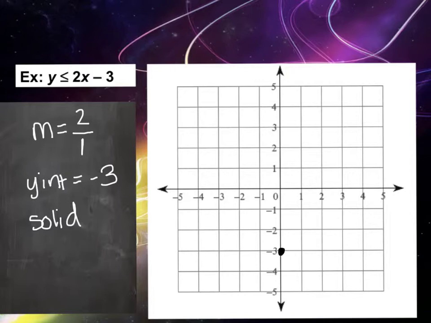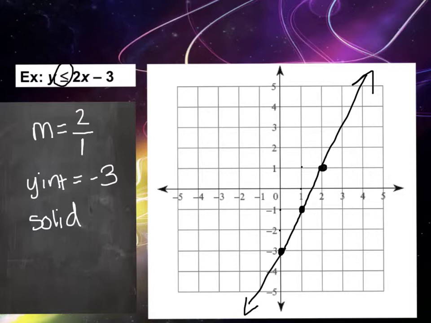And I'm going to go up 2, 1, 2, and over 1. And I can also go up 2 and over 1 again to get a third point. And I'm going to use a solid line to connect the points. Now that's what we learned in chapter 5. That's regular graphing of a line. But because we have an inequality symbol here, we're now going to have to shade a side.